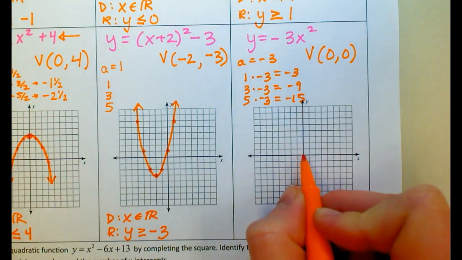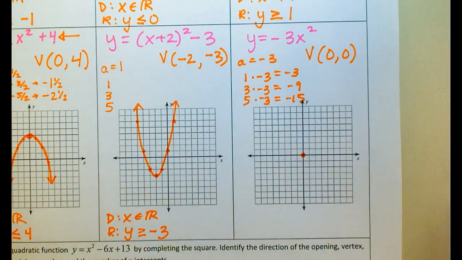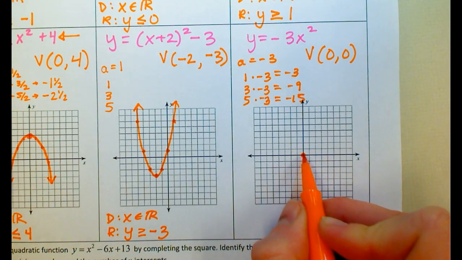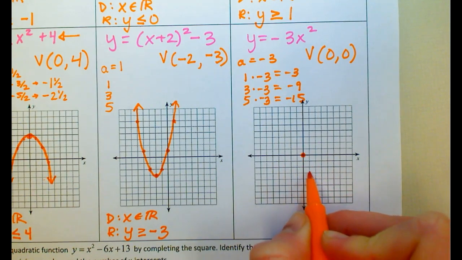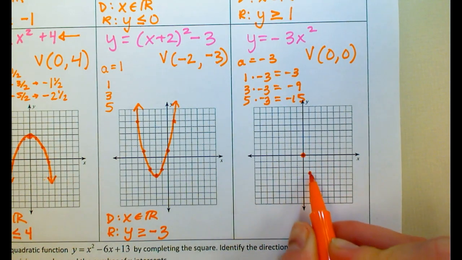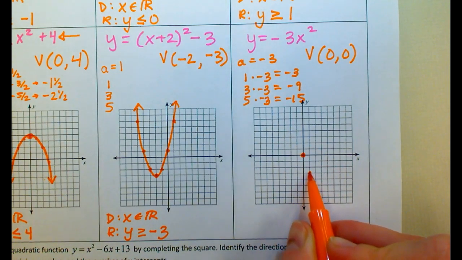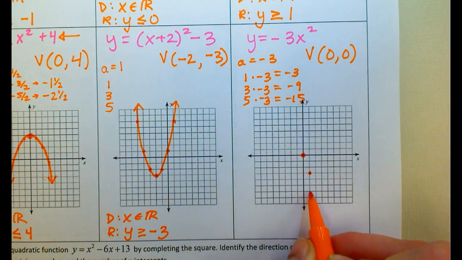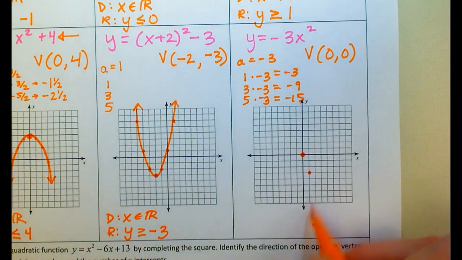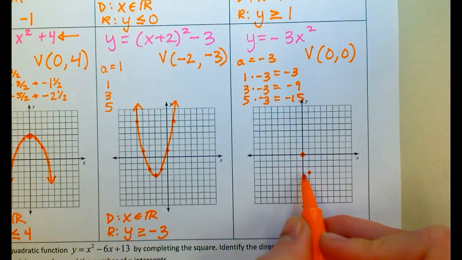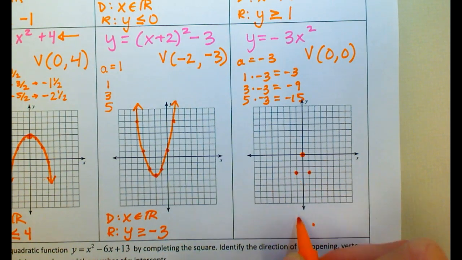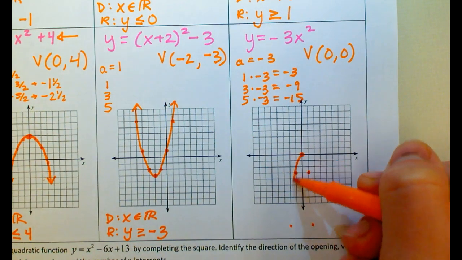So starting my vertex on 0, 0, my first points will go down 3 over 1, down 9. Doesn't really fit, but we can kind of see where it would go. 1, 2, 3, 4, 5, 6, 7, 8, 9 over 1. It's going to be a very skinny graph. Down 3 over 1, down 9 over 1. So we can graph this.